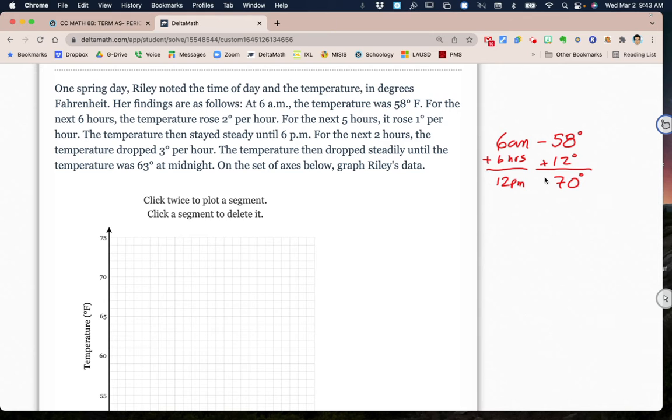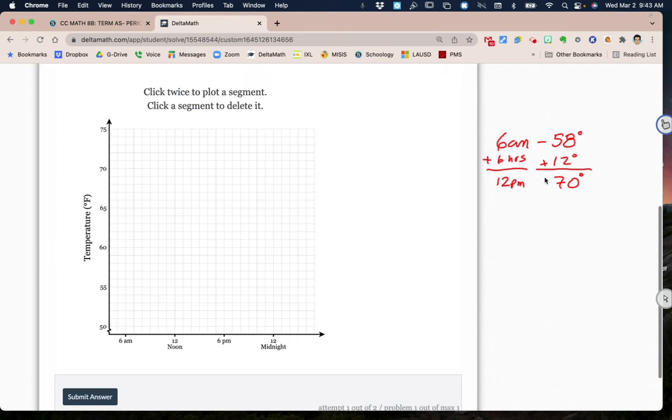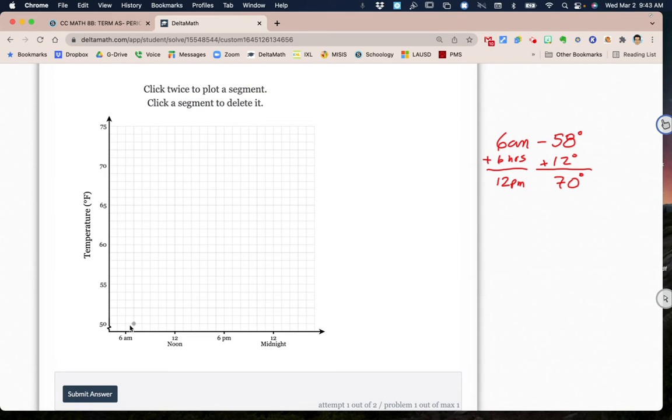Okay? So let's just do that part. 6 a.m., 58 degrees. There's 55, 56, 57, 58. And then at 12 p.m., we're going to go up to 70 degrees. Okay? And that's basically up 2 over 1, up 2 over 1. We're going up 2 degrees every hour. Okay? Any questions so far? So we got that.